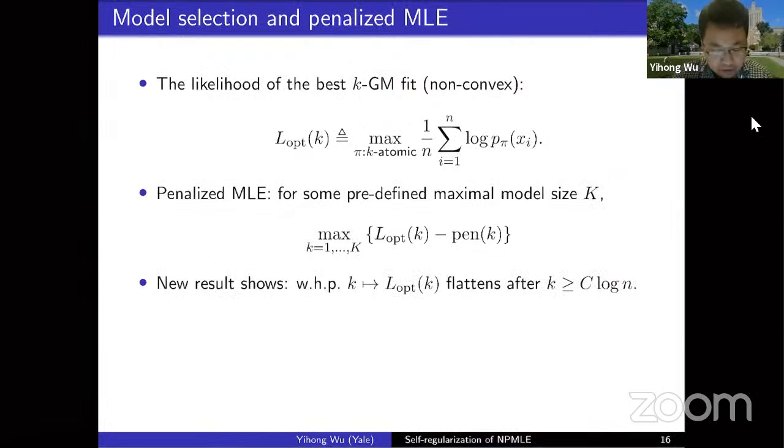So then what the new result says is that this function, which is random, but as a function of K, with high probability actually plateaus after your model size exceeds log n. So it's a bit counterintuitive. I mean, usually when you fit a bigger and bigger model, you have a higher and higher likelihood, but somehow with high probability, typically this curve just becomes flat. Right? So that's an equivalent restatement of the theorem.